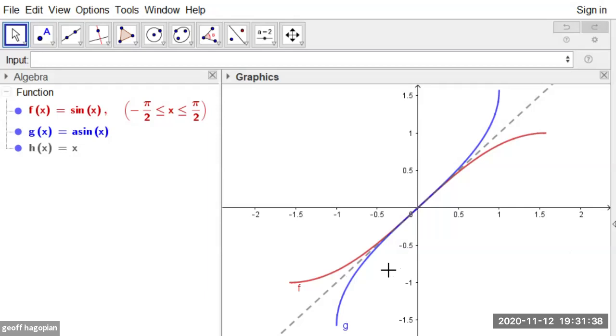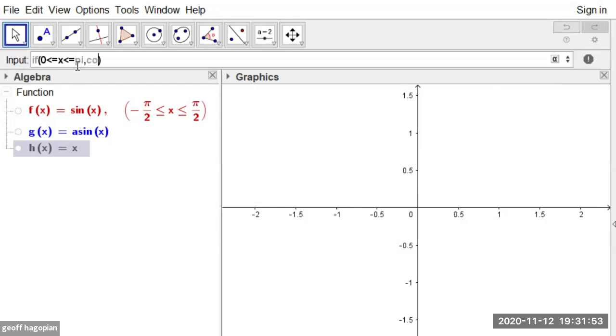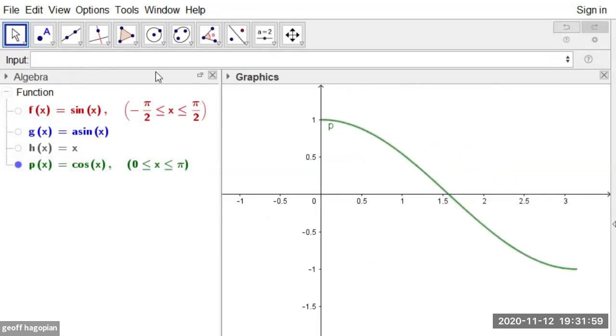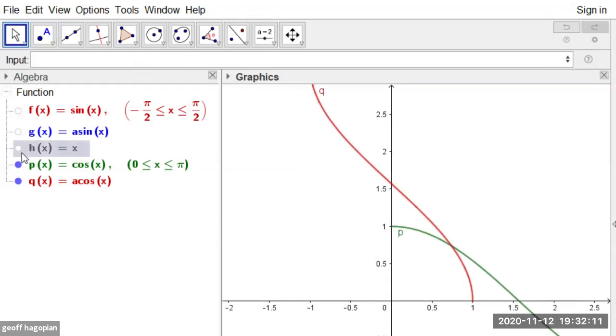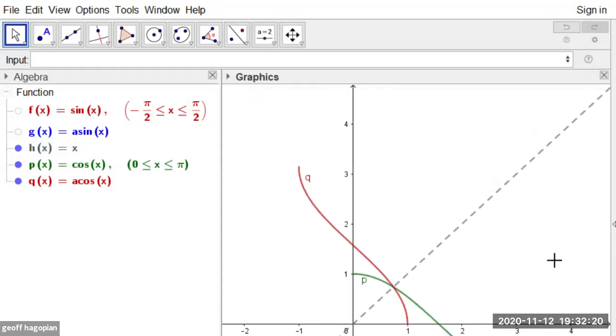So how about cosine? Well, I'm going to say here, if x is between 0 and pi, then give me cosine x. Right, so that looks like that, right? And then I want to graph also the arc cosine, or the inverse cosine of x. And then we see that, right? So does that look like we have symmetry through the line y equals x? So let's put the line back. Let's kind of zoom.